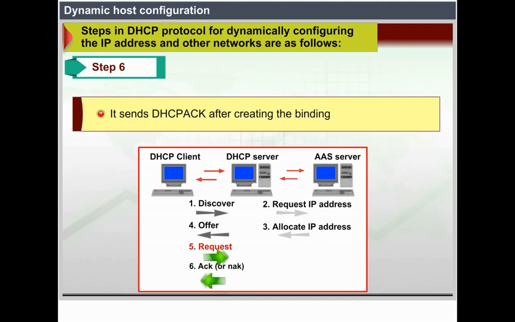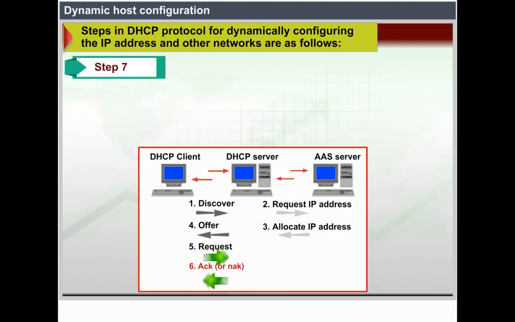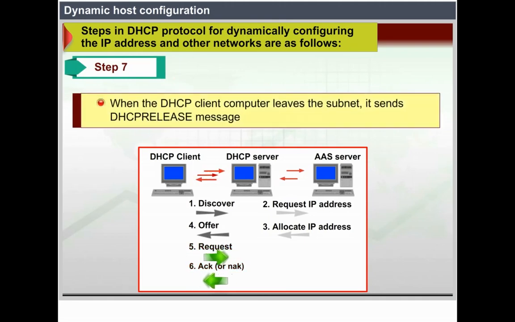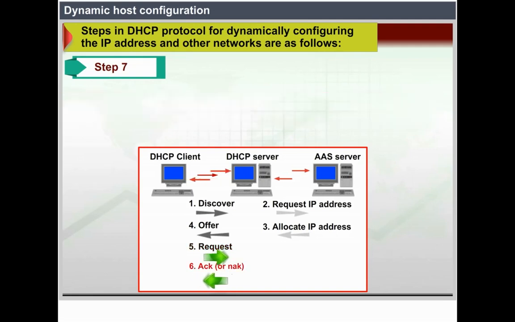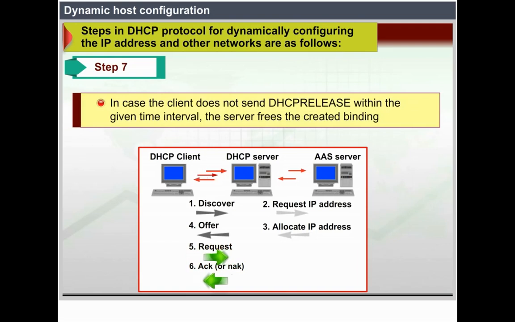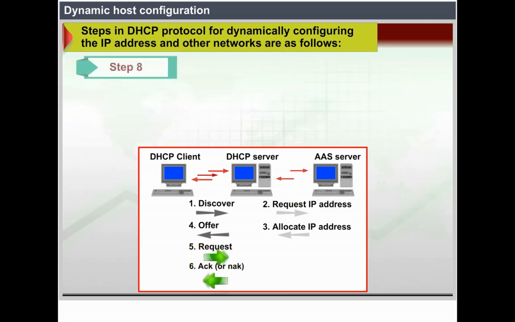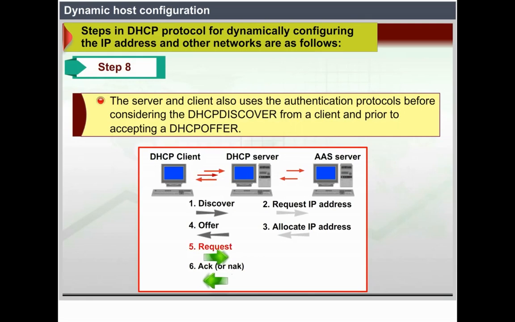It sends DHCPACK after creating the binding. Step 7. When the DHCP client computer leaves the subnet, it sends a DHCP release message. In case the client does not send DHCP release within a specified time interval, the server frees the created binding. Step 8. The server and client also use authentication protocols before considering the DHCP discover from a client and before accepting a DHCP offer, respectively.